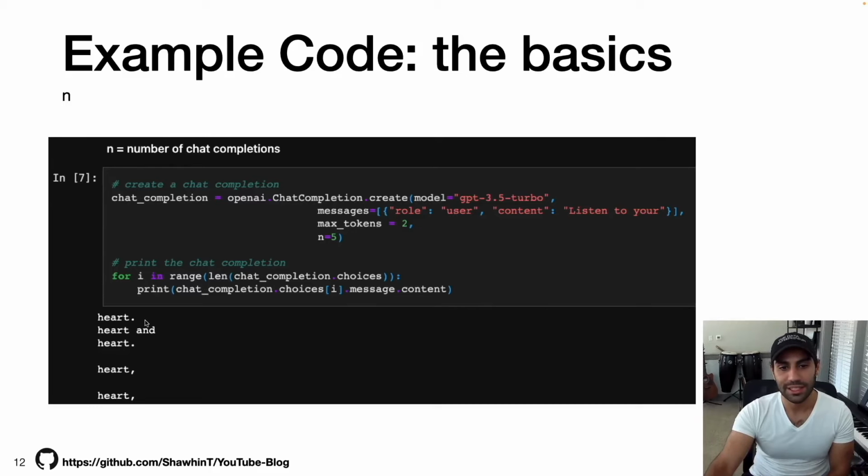And then we can see we get heart, heart and heart again, a new line character, I'm guessing, then heart, comma, a new line character, heart, comma. And so notice these aren't all the same thing. And this could be a good thing or a bad thing depending on the use case.